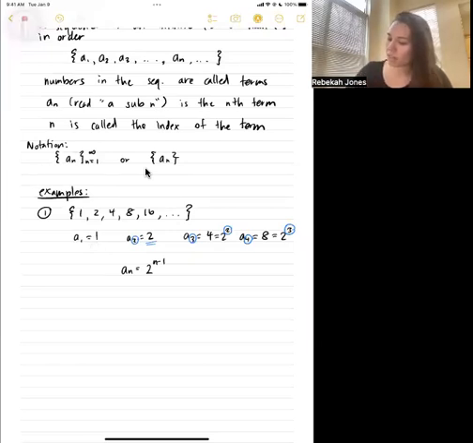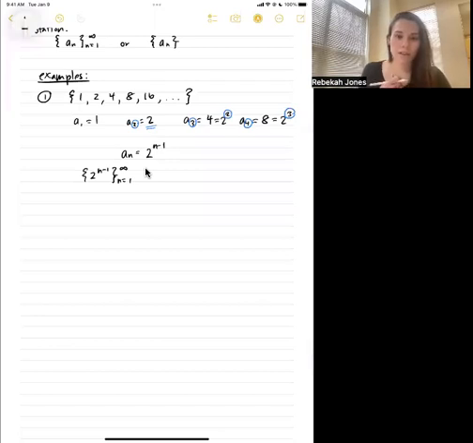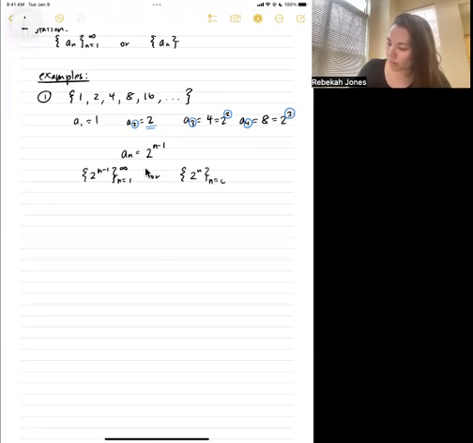So that means that we can also write this sequence as 2 to the n minus 1, starting from 1 to infinity. Another way that we could have written this sequence is to start our index at 0, and then our formula would be 2 to the n.